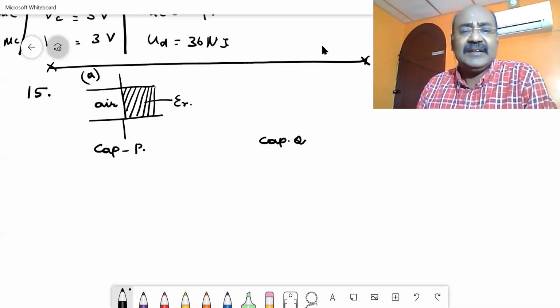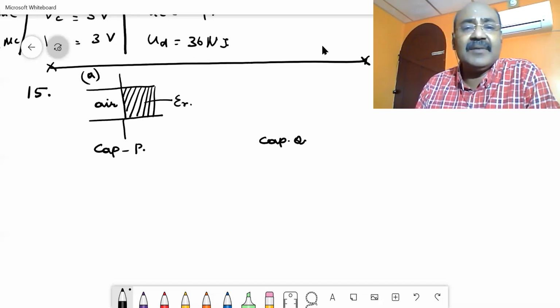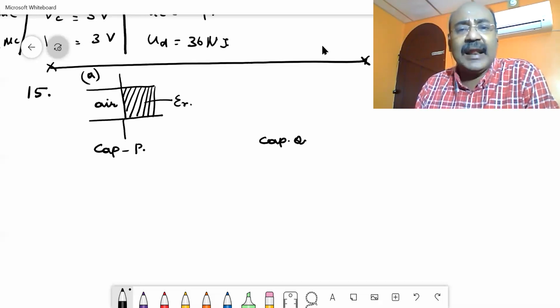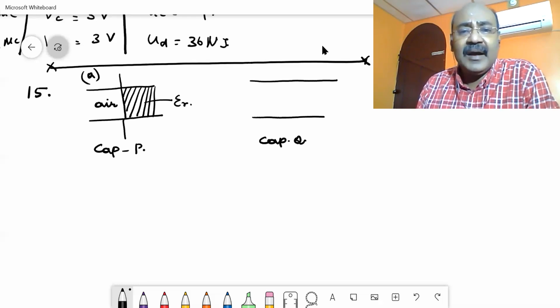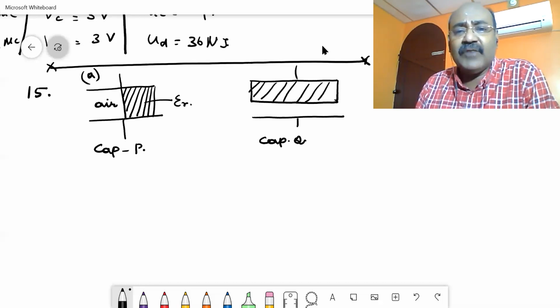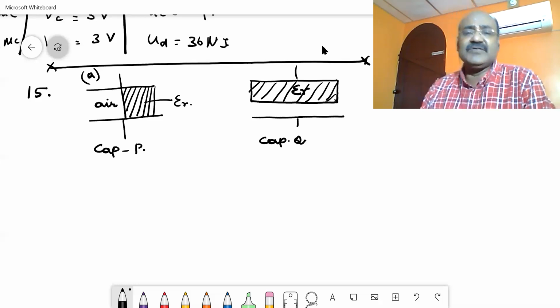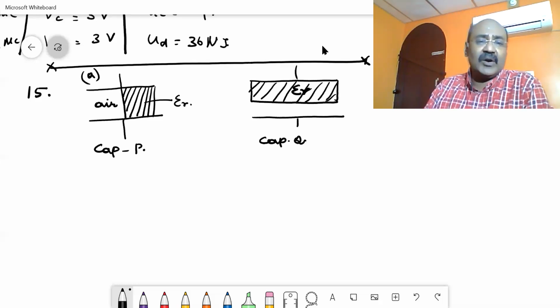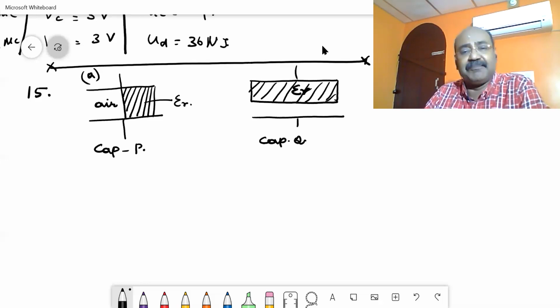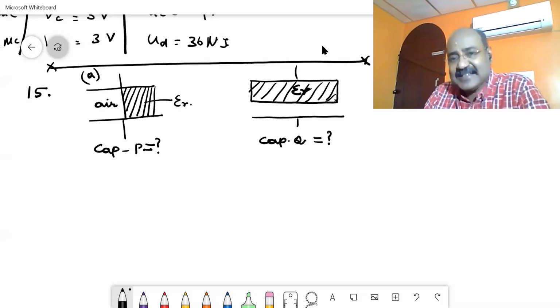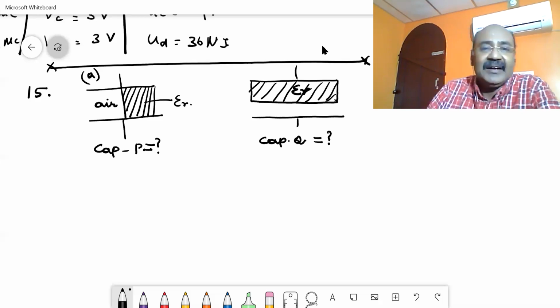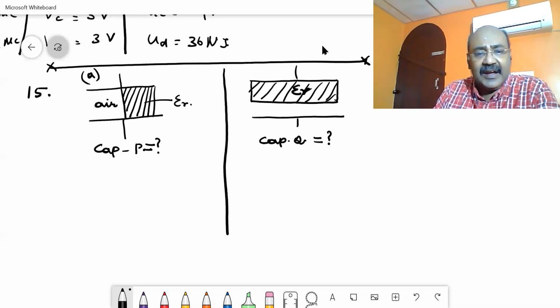Then another capacitor they have taken as capacitor Q. What is that capacitor? In this capacitor, here also you are having two parallel plates, but in this manner, half of the distance is being filled up with the dielectric constant epsilon R. So what is the capacitance of the capacitor P, and what is the value of the capacitance in case of Q? Let us do it in two halves. Let us consider the first one.